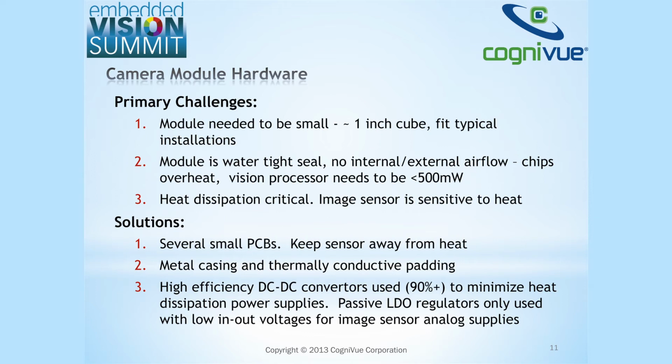So the heat dissipation became a critical issue, and it became critical as well for, of course, the background noise in the nighttime testing, because the heat generated in the camera affected the sensor noise. The solution for the customer ended up being creating small PCBs. You can actually see some examples on our demo table. If you come over and look at the CogniVue table, you'll see some examples of the rear camera type designs that the customers worked on. You have to design so the sensor is kept away from the heat. Metal casing, thermally conductive padding, and then efficient power supply design, passive LDO regulators, et cetera.